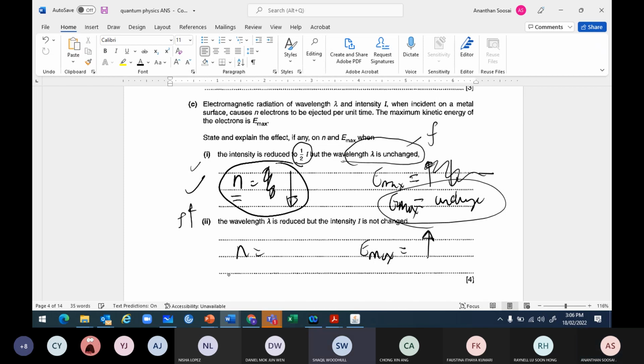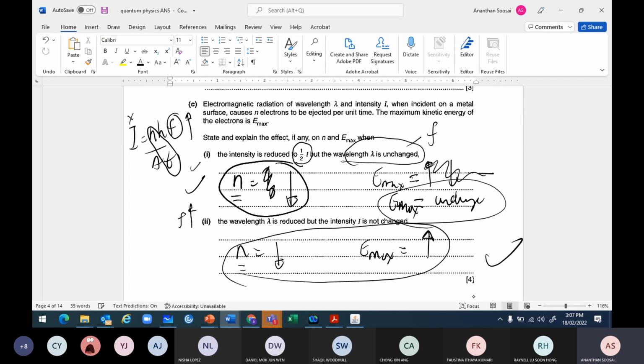What happened to N? Is it decrease? So N decreases. What formula do you have in mind? I equals N h f over A t. Two of you say decreases. On this formula, intensity never changes, frequency is increasing. Therefore, N over T must decrease. The number of electrons striking should decrease. Good, so those who got these answers, you got the idea.